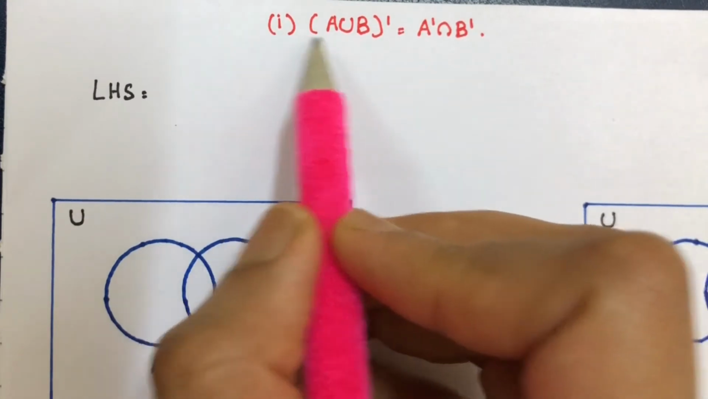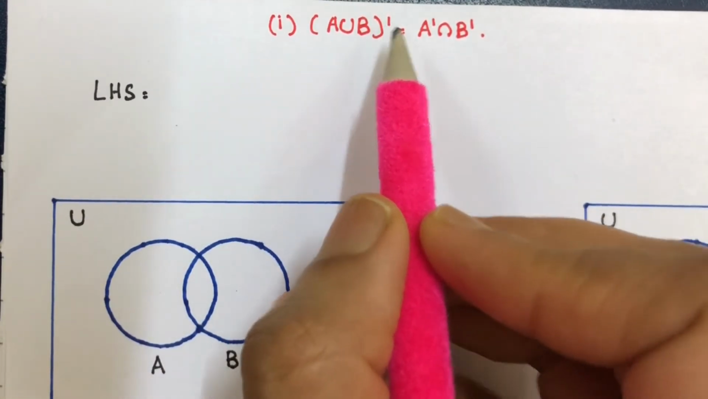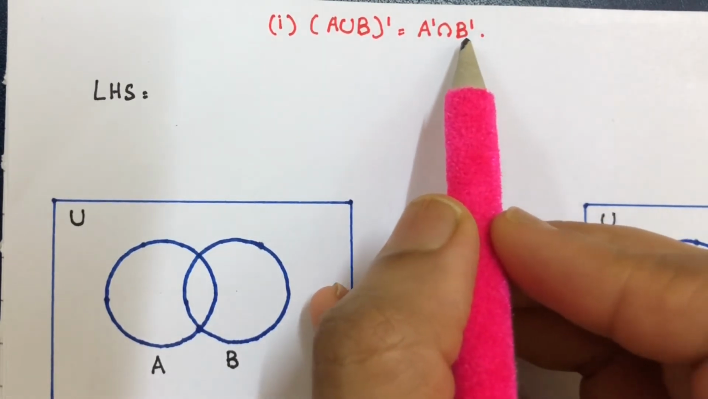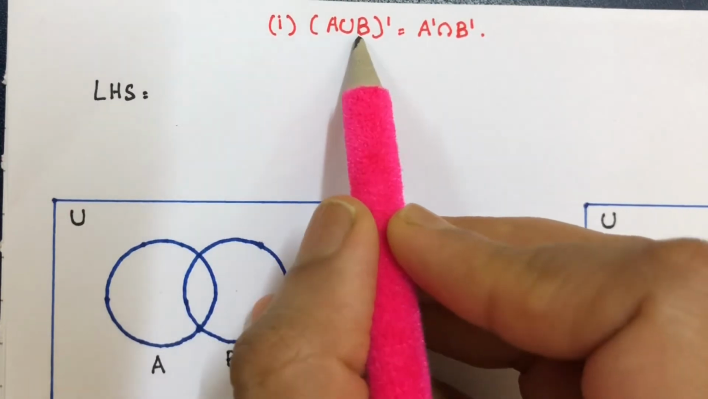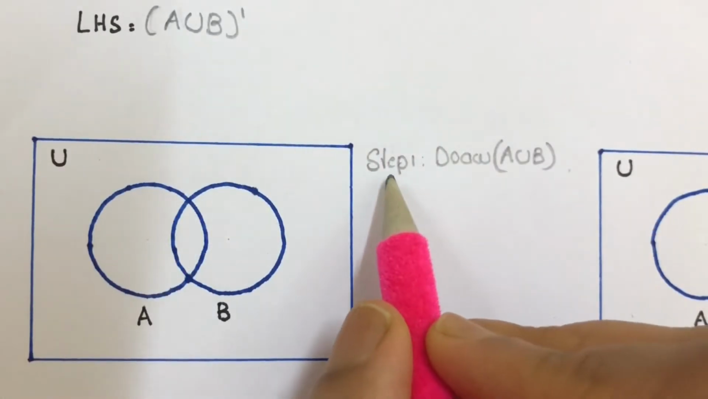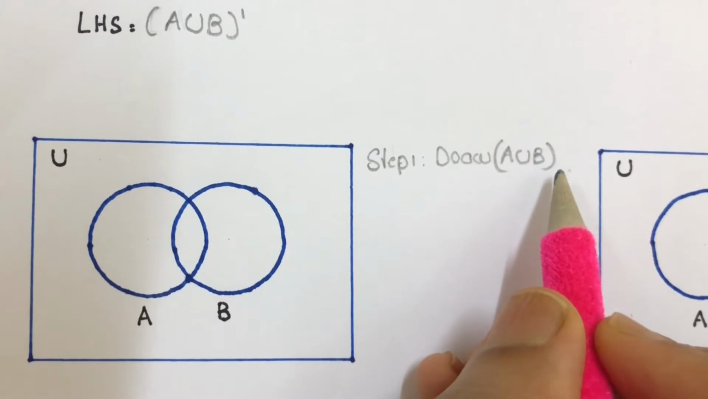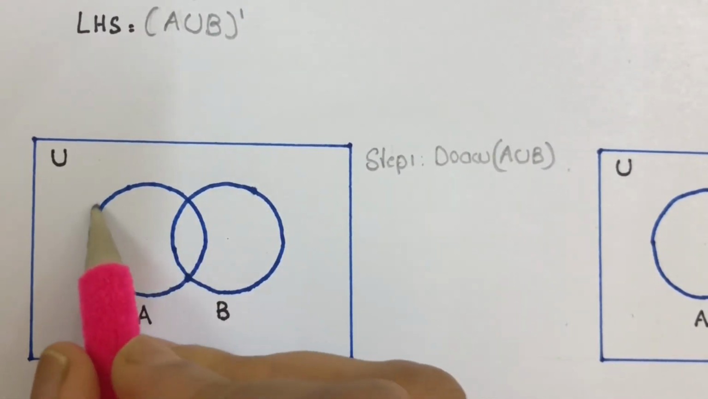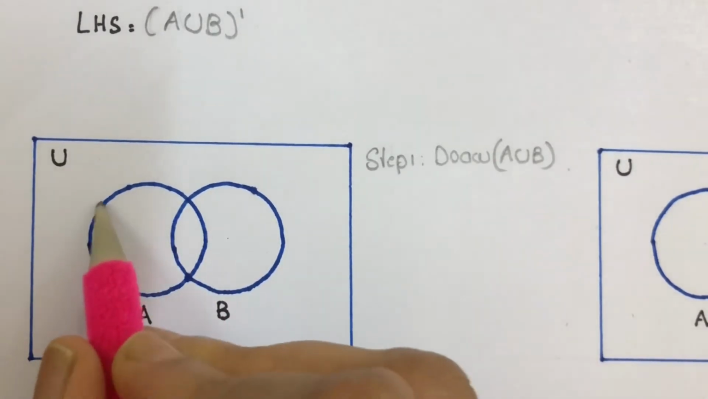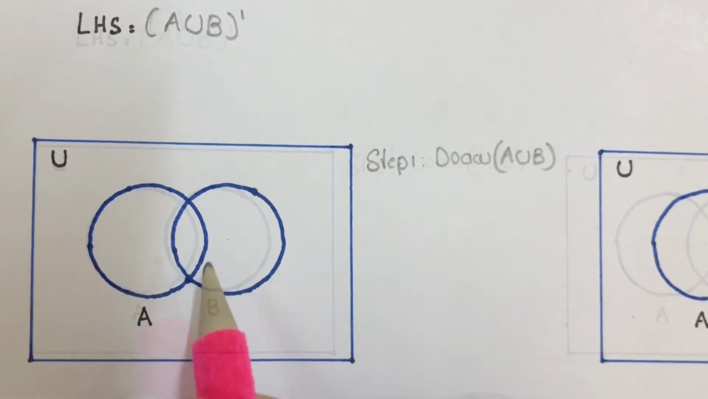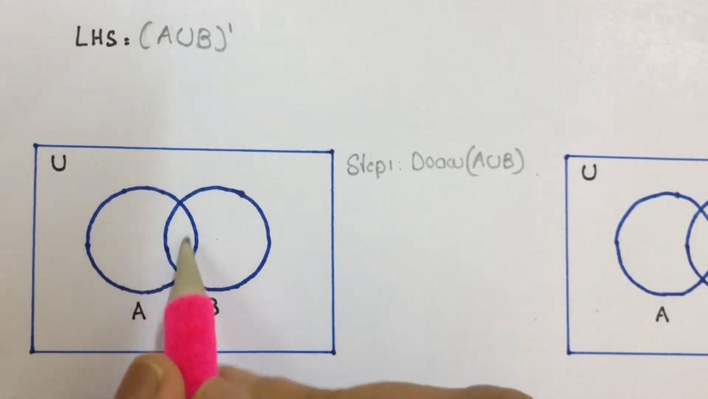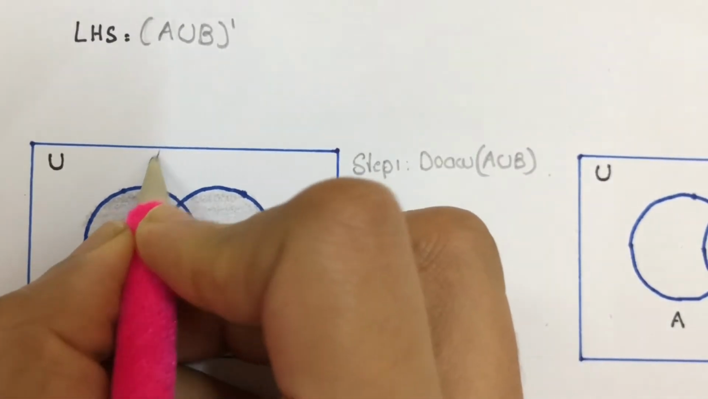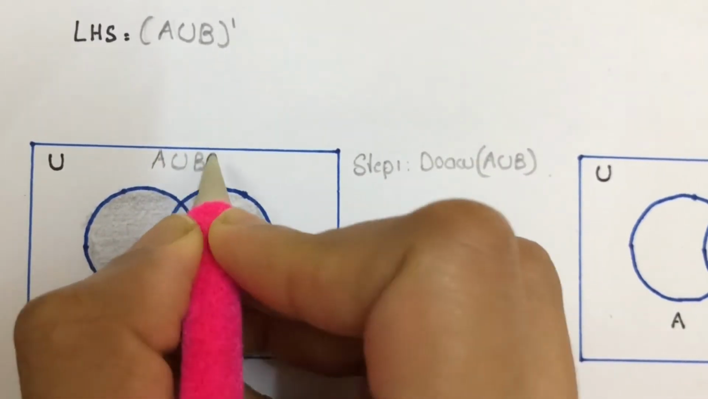Now consider the first law. First law is A union B whole complement equal to A complement intersection B complement. So LHS equals A union B whole complement. Step 1, draw A union B. By definition, A union B includes the set of elements which are in A or B. Shade all the region of A and B. This is A union B.